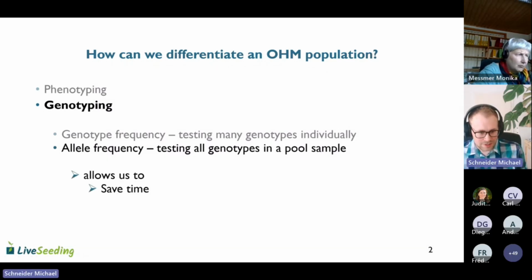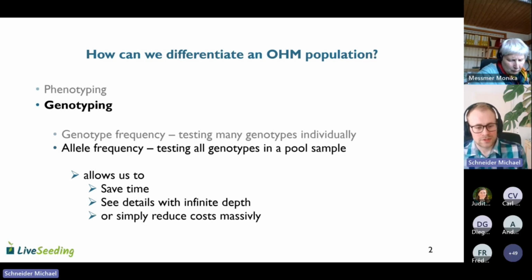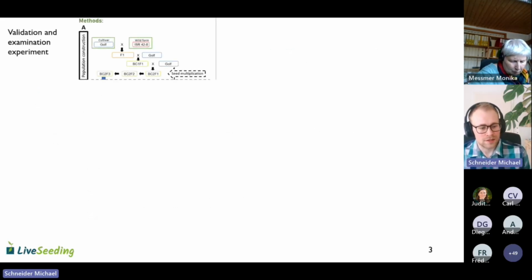This allows us to save a lot of time in the preparation of the sample, DNA extraction, and so on. You can also see details with an infinite depth, so you can see even down to gene level what has changed over time. And it will definitely simply reduce the cost massively. I will come back to this later. In general, I want to emphasize this on one case study we performed and created this method.